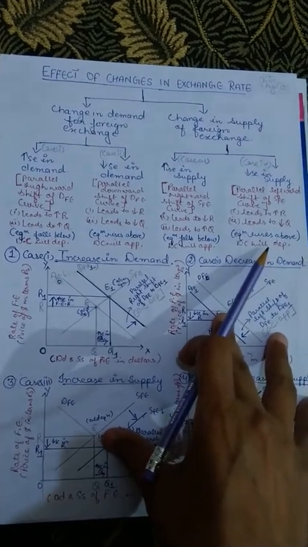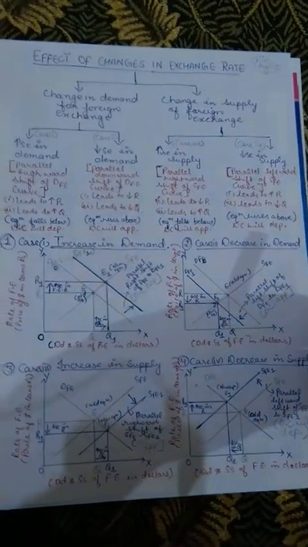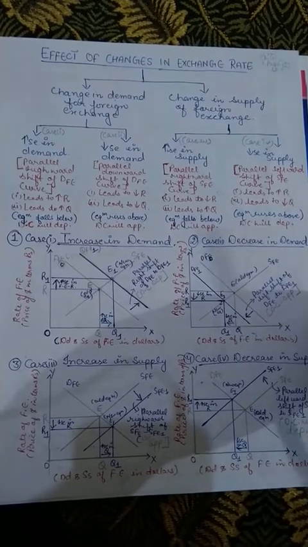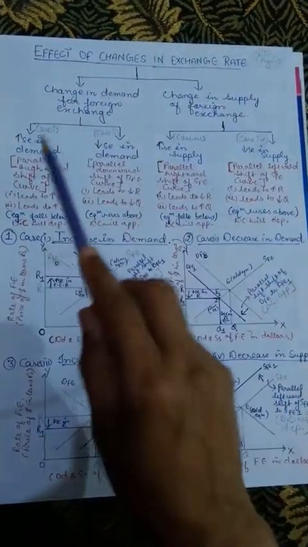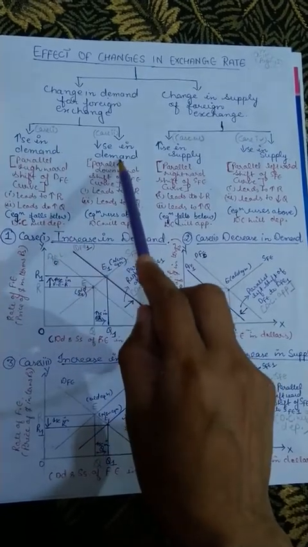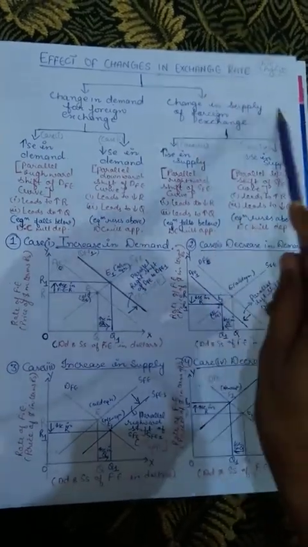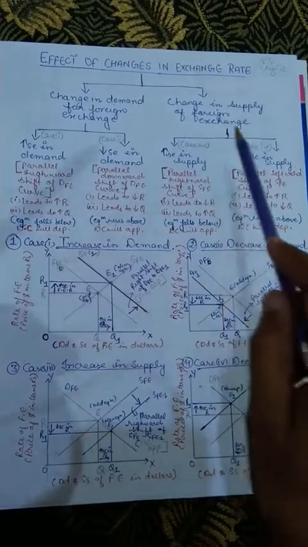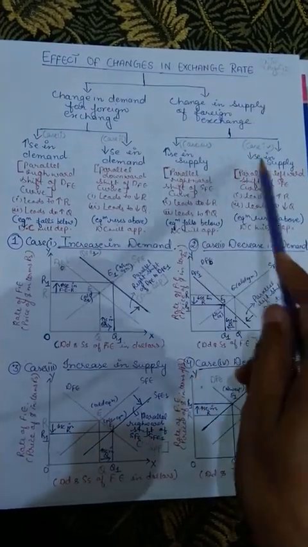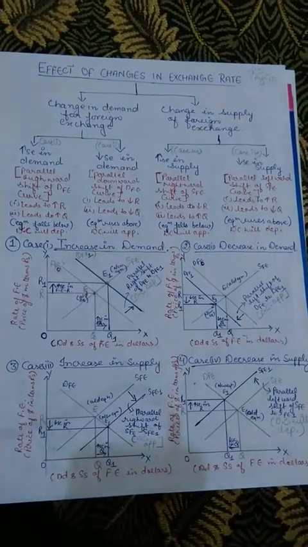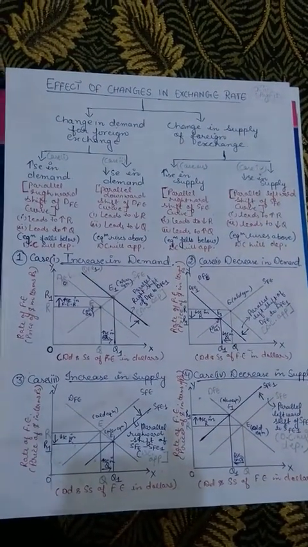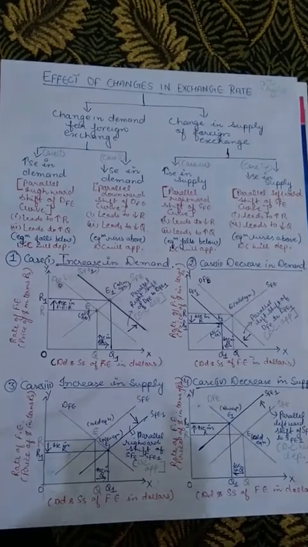Now I am going to discuss some effects of changes in exchange rates. You might be seeing these 4 diagrams in front of you. Changes in demand for foreign exchange can be of 2 types: increase in demand and decrease in demand. Changes in supply of foreign exchange can be of 2 types: increase in supply and decrease in supply. You are well aware of this type of changes from when we did them in the last class in microeconomics.